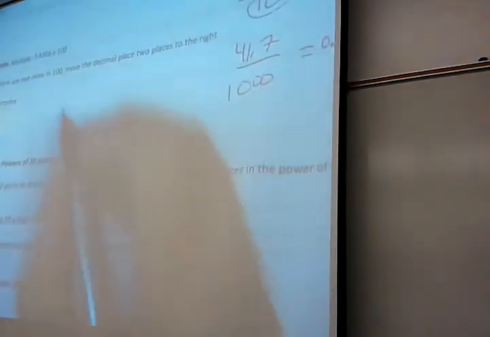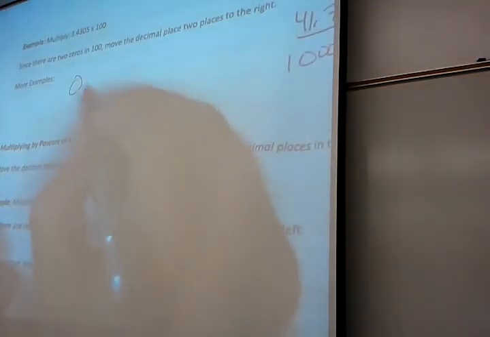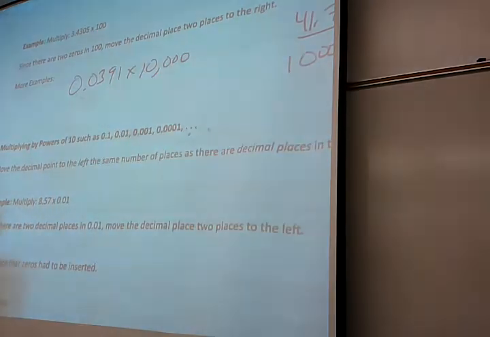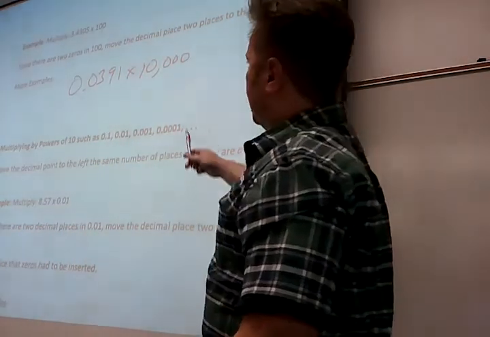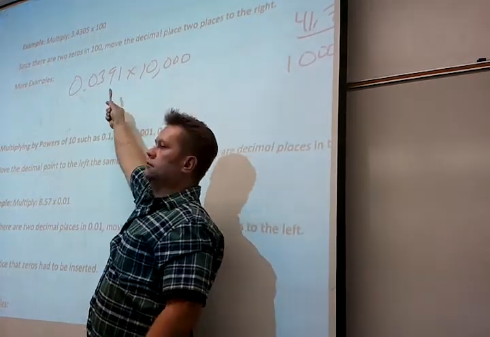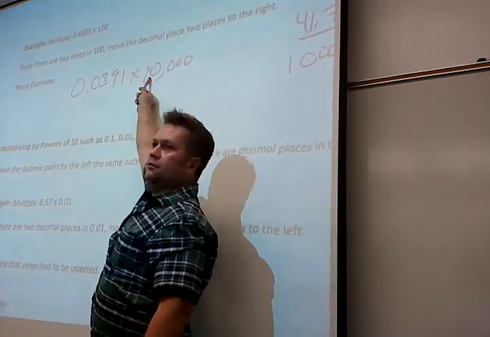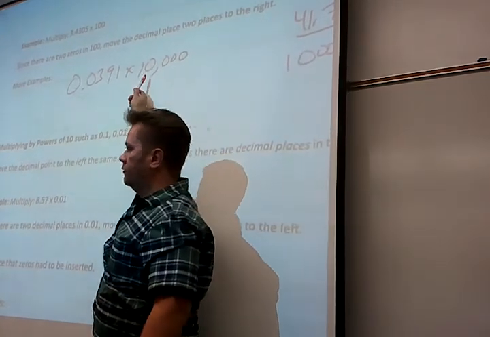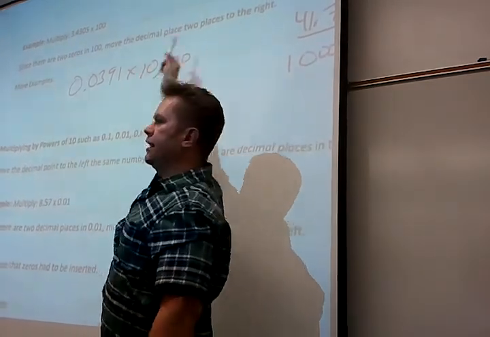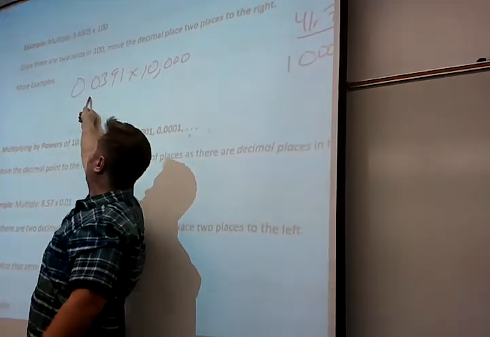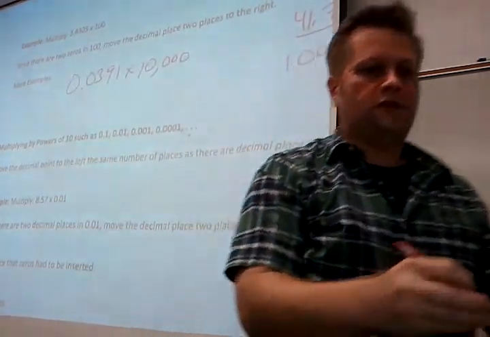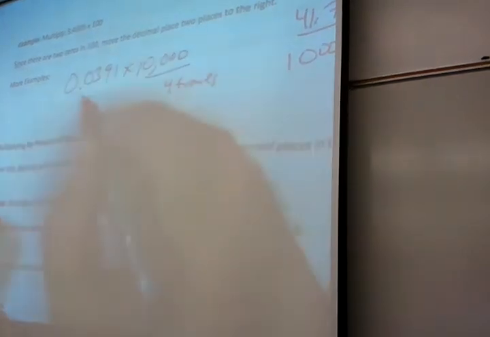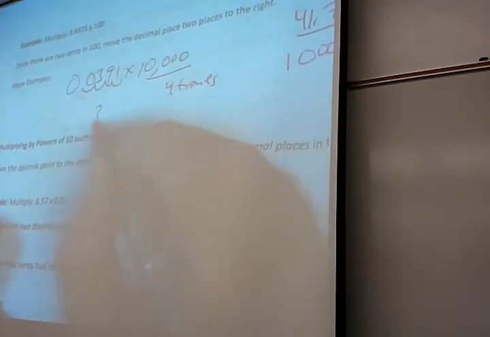And of course, the reverse kind of happens if I multiply 0.0391 times 10,000. How many times should I move the decimal place here? Four times, because I see 4 zeros. You with me? But now it should get bigger, because I'm multiplying by tens, not dividing by tens. So I'm going to move it this way. One, 2, 3, 4. So now it's 391.